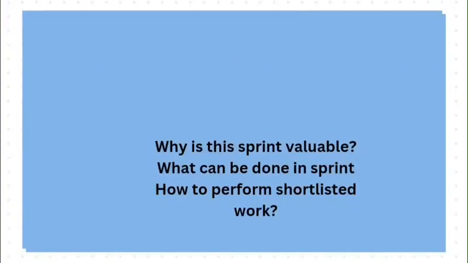So the first thing is, why is this sprint valuable? The product owner will suggest how the product can increase its value, and the entire Scrum team is going to help in defining the sprint goal. Now the next point is what can be done in the sprint. Developers are going to select the tasks, as I mentioned earlier, to add in the current sprint. And then how to perform the shortlisted work. The developers will create the plan of action items required to create an increment which meets the definition of done.